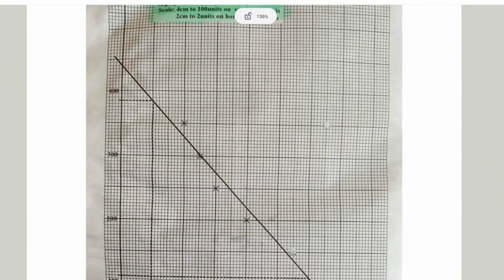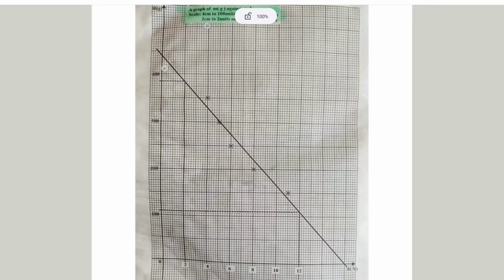Make sure your title is captured: a graph of M in grams against theta in degrees Celsius. This is WAEC. You are expected to capture the title. If you fail to capture this title, you have failed. Please take note of that. Then make sure you capture your scales very well. You are expected to use at least the whole of your graph. If you observe this graph, you can see that almost every part of the graph was used. So don't draw one tiny thing somewhere on your graph. You are expected to use the whole of the graph.